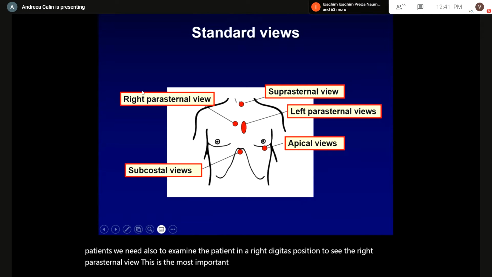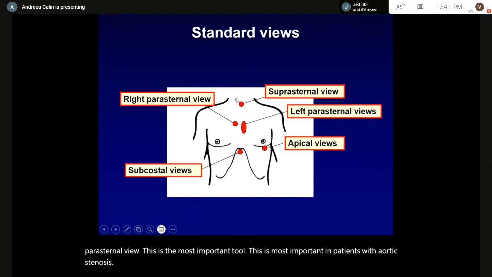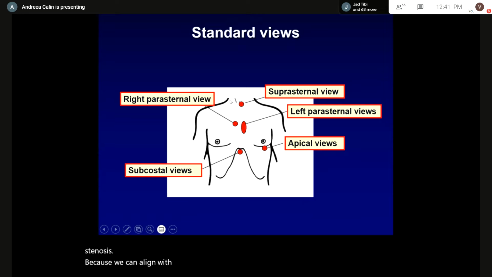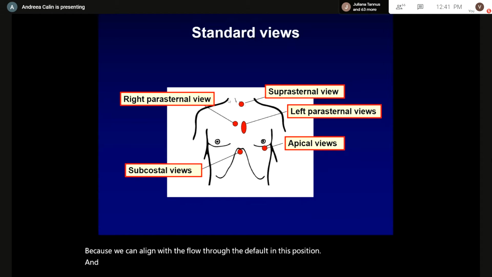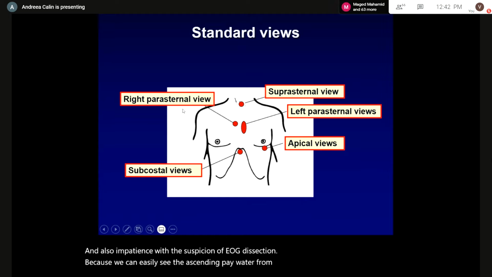This is most important in patients with aortic stenosis, because we can align with the flow through the aortic valve in this position. And also in patients with suspicion of aortic dissection, because we can easily see the ascending aorta from this right parasternal view.